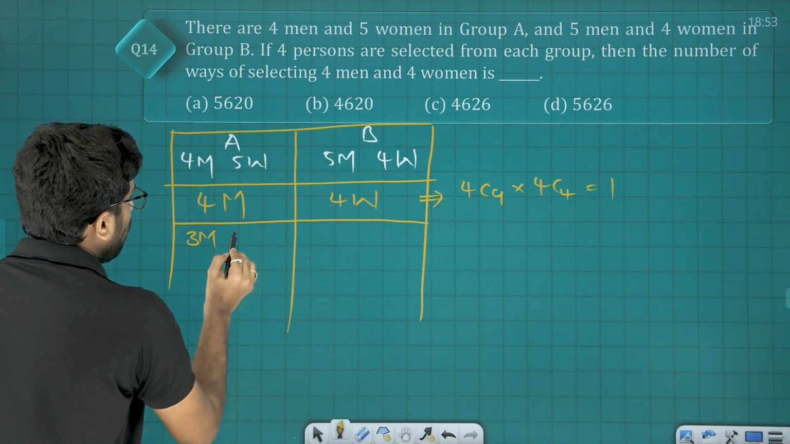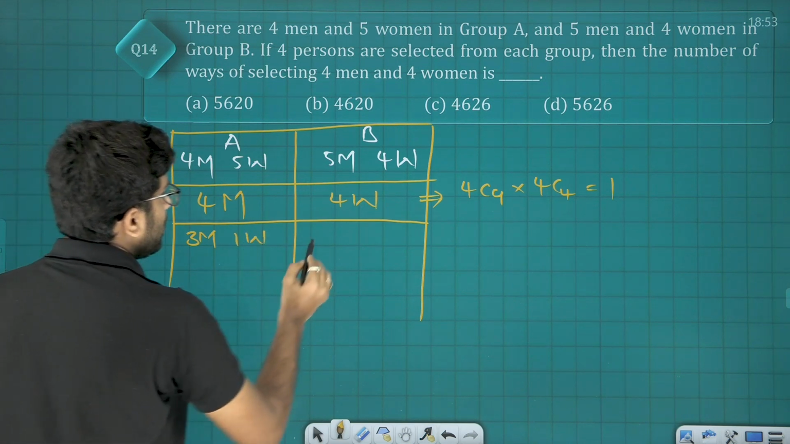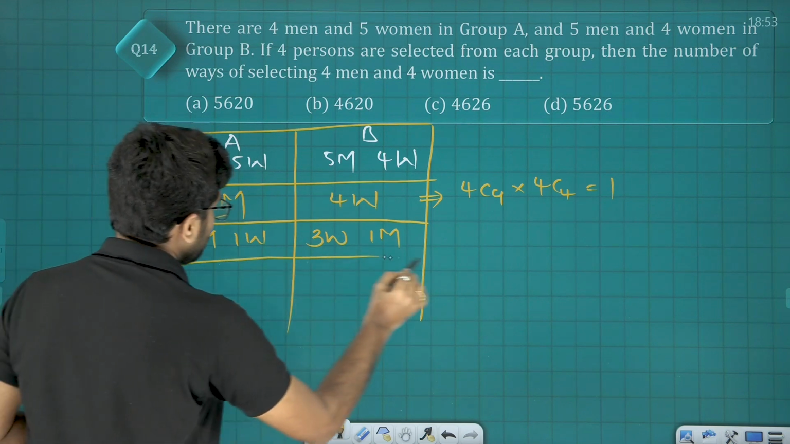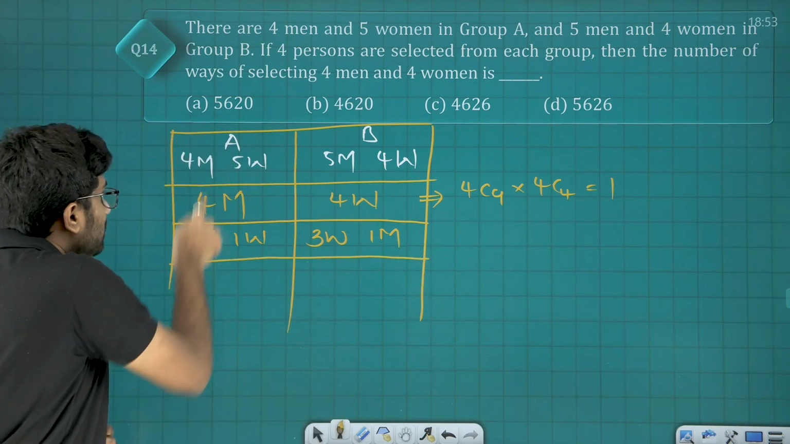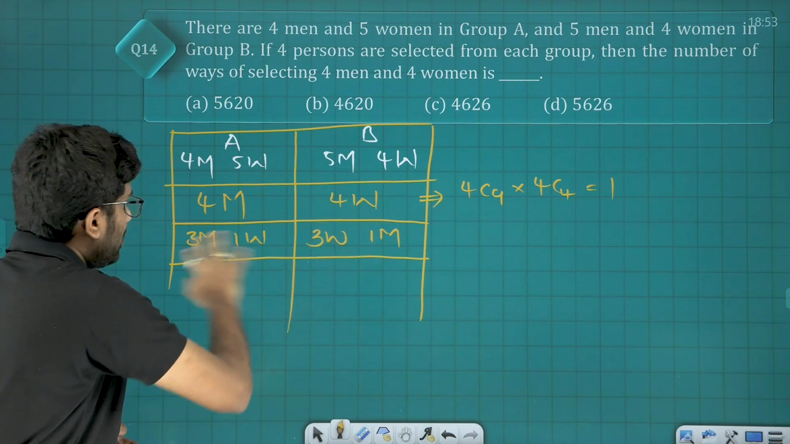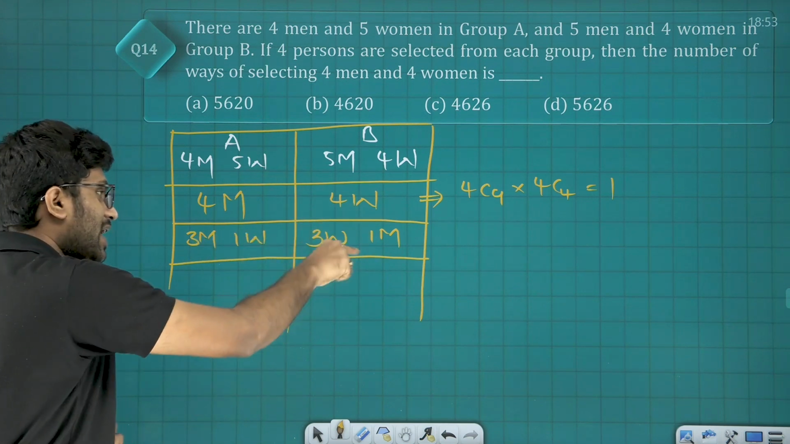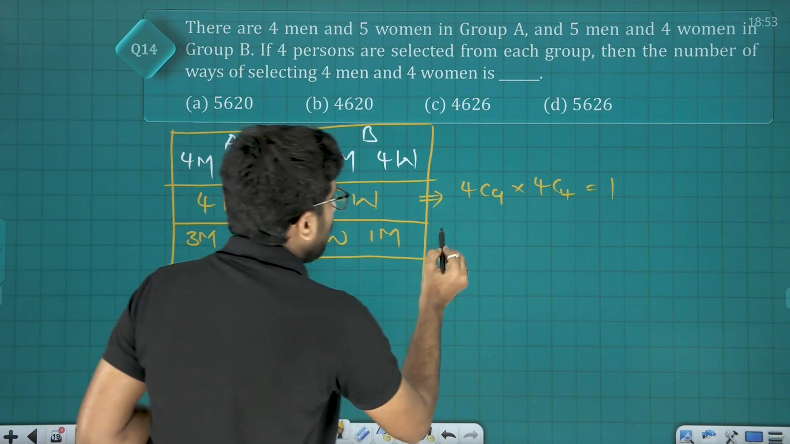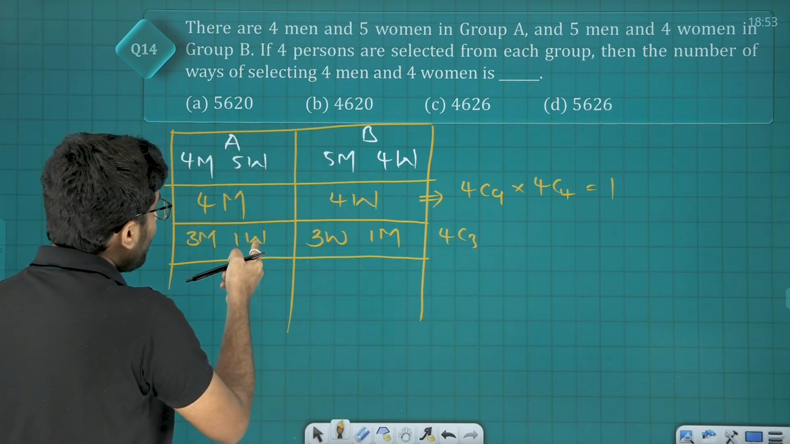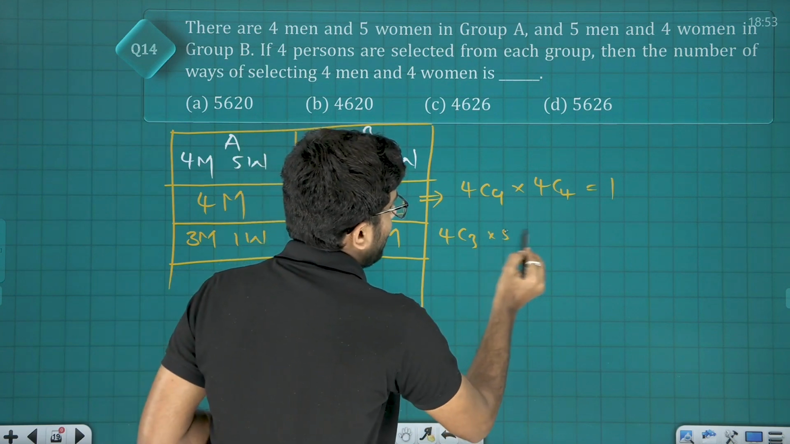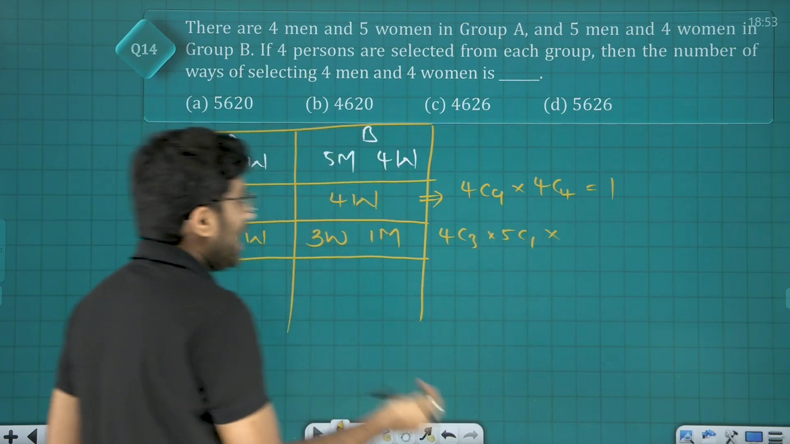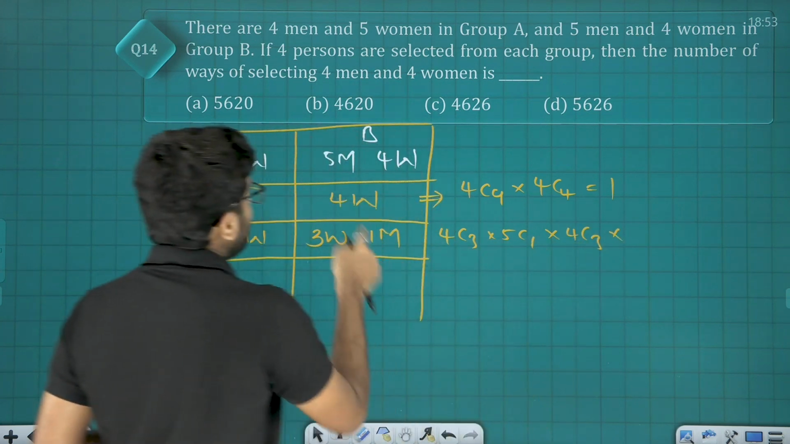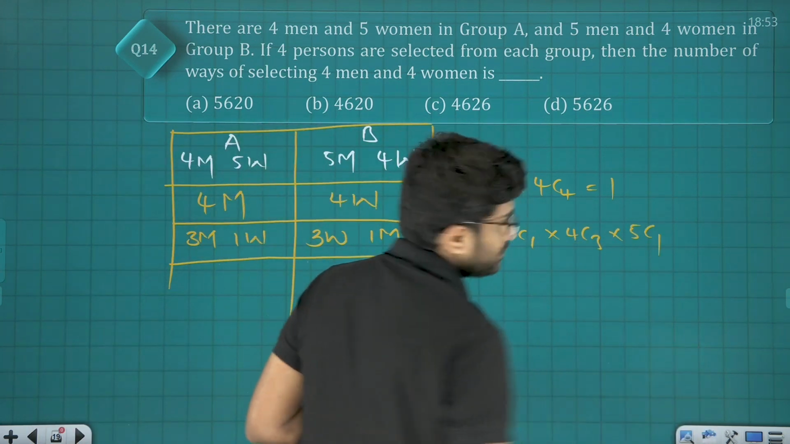3 men, 1 woman from this. 3 women, 1 man from this. So 4 plus 4, 8. Then in that 8, 4 women, 4 men. Now in that case, 3 men from 4 is 4C3, into 1 woman from 5 women, 5C1, into 3 women from 4 women, that is 4C3, into 1 man from 5, 5C1.